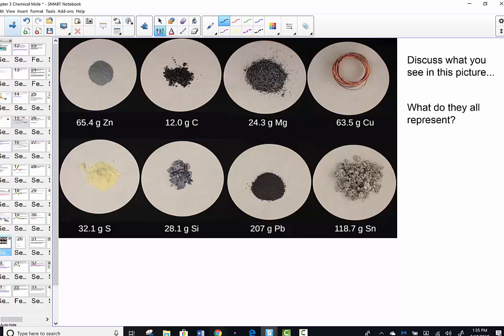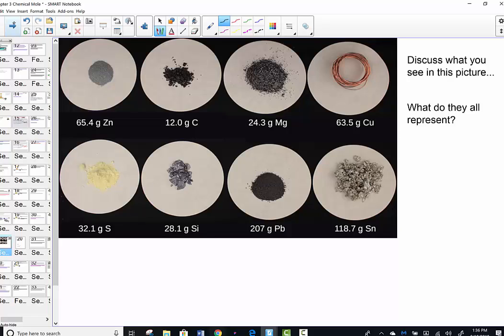65.38 grams of zinc on that piece of filter paper. That's the amount of 65 grams of zinc. That's 1 mole of zinc. That is exactly 6.02 times 10 to the 23rd atoms of zinc. I didn't count it. I weighed it. But I know how many atoms there are because I can relate that to the mole.